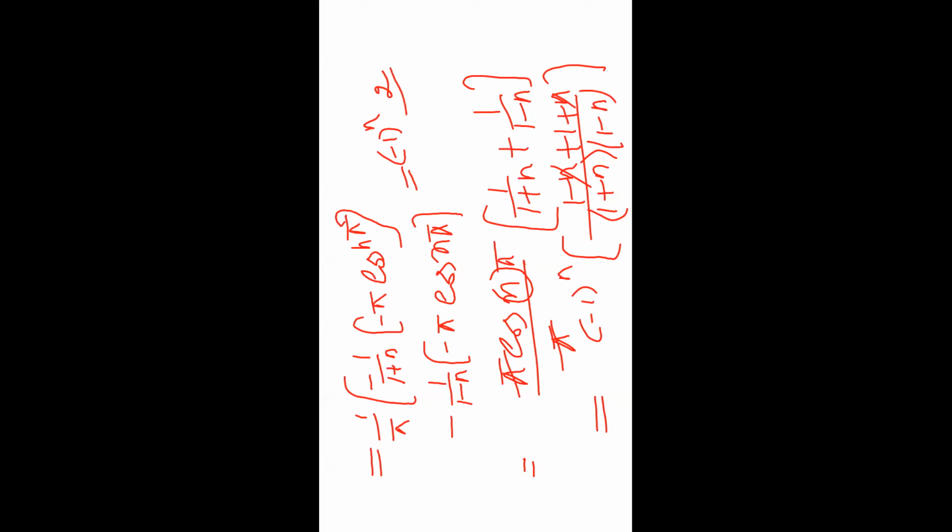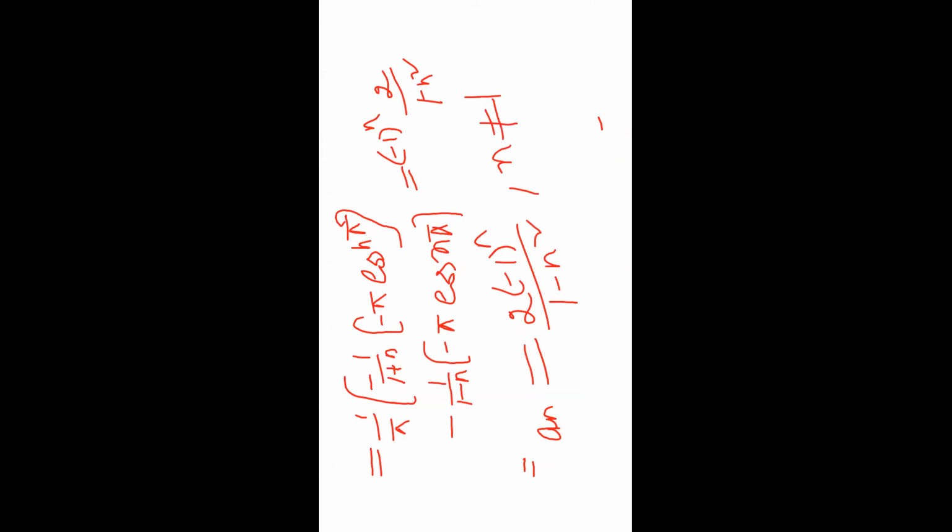2 by a plus b into a minus b, which is 1 minus n square. So multiplying minus 1 power n into 2, that equals an value: 2 into minus 1 power n by 1 minus n square. Here n is not equal to 1.